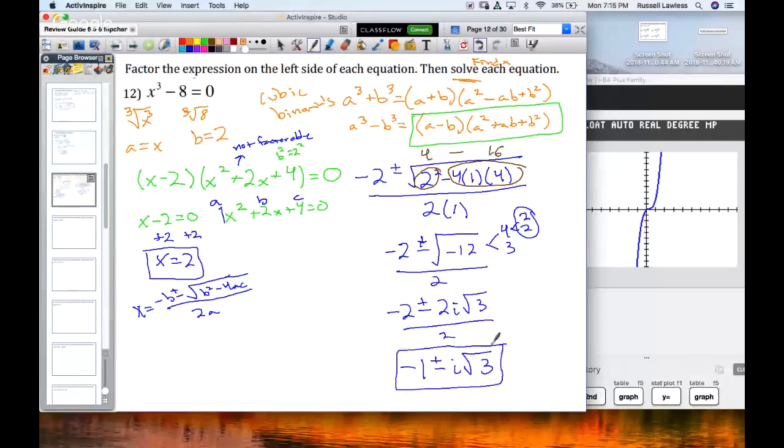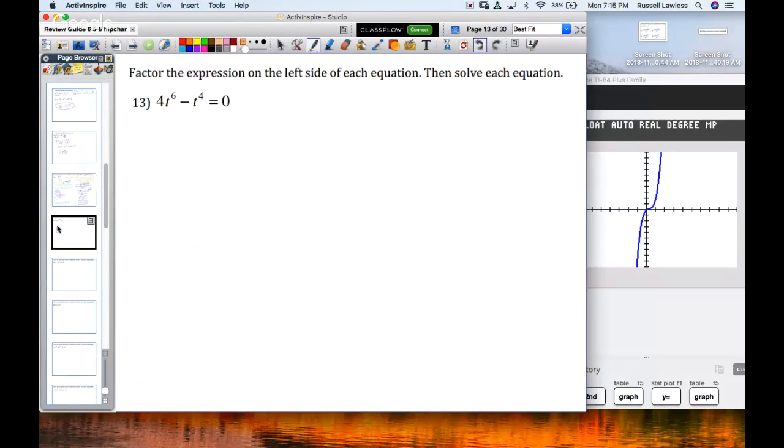And that is our final answer. So the final answers, if you want to list them all out, would be negative 1 plus i root 3, negative 1 minus i root 3, and positive 2. Those are our answers for 12. I know it's a lengthier problem, but it just takes time. So let's move on to 13.